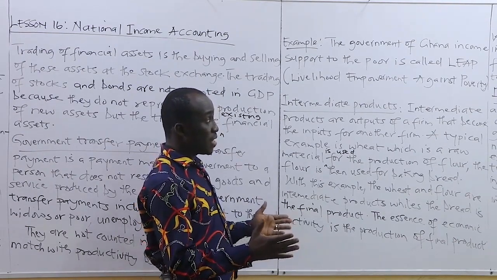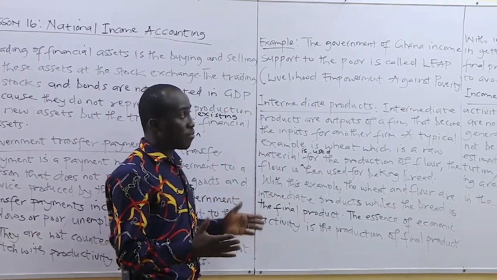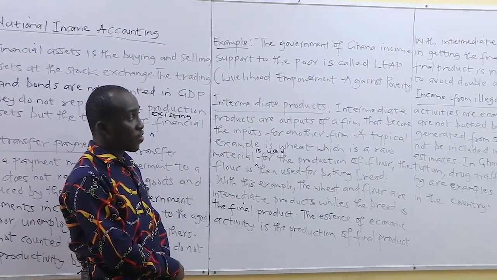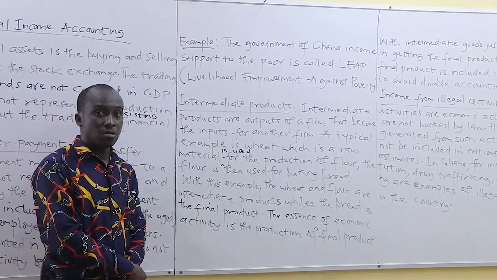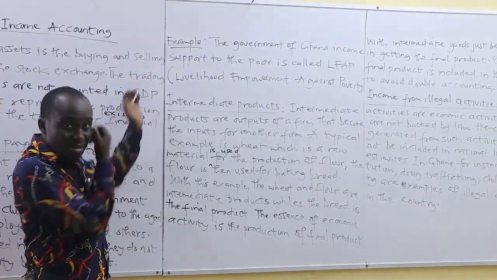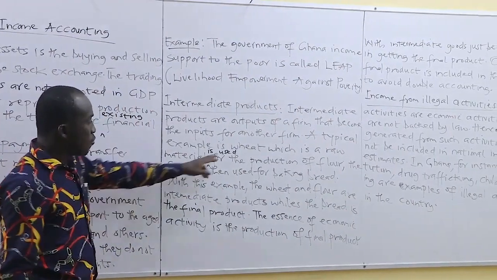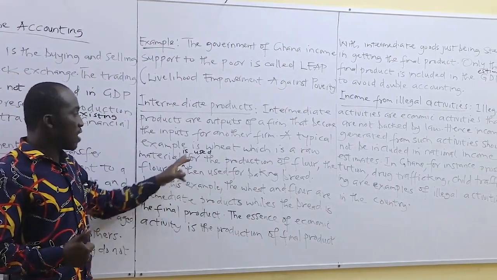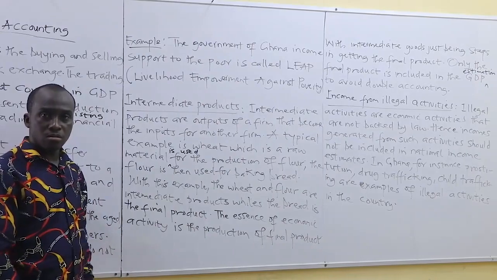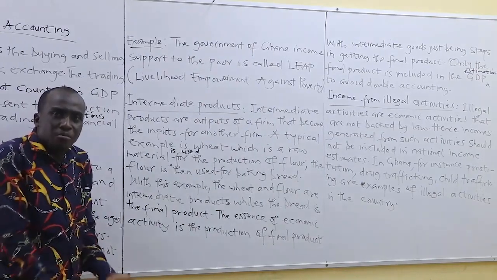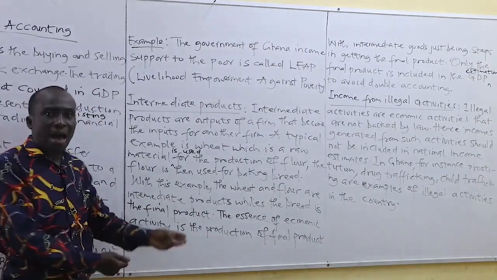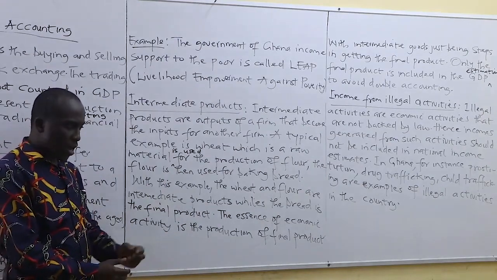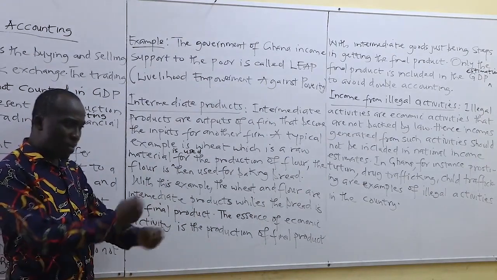With intermediate products being just steps in getting the final product, only the final product is included in a year's GDP to avoid double counting. So, for instance, you have wheat. You turn the wheat into flour, and you turn the flour into bread. What is the final product? The final product is the bread. The wheat and the flour were intermediate products. They were products that help us to get the bread.